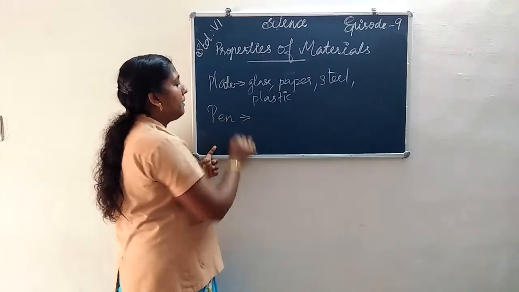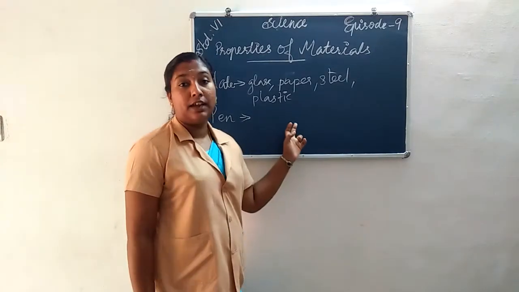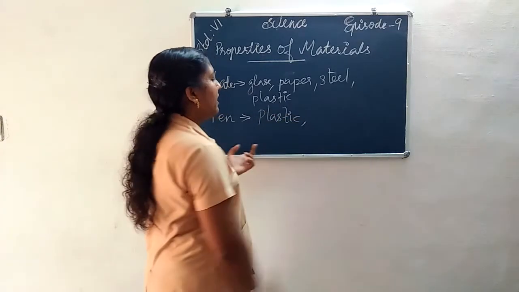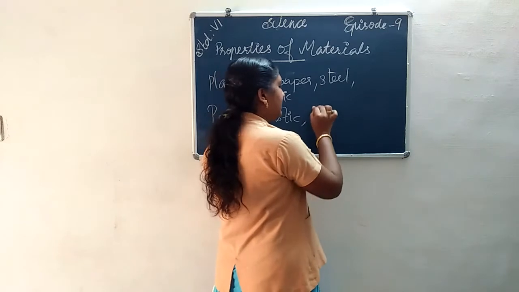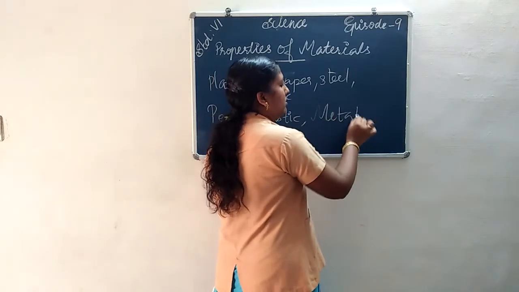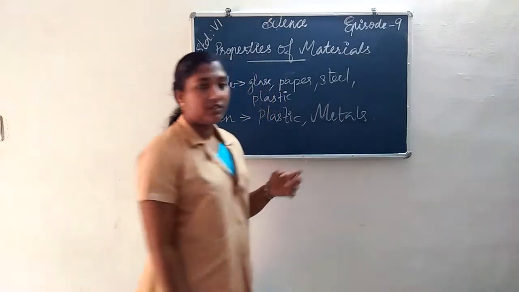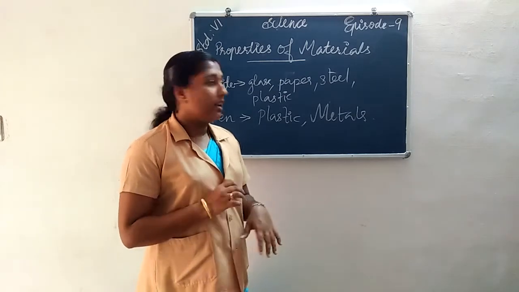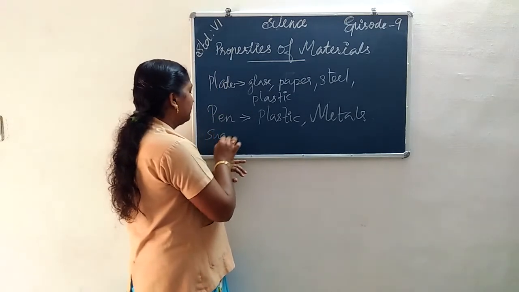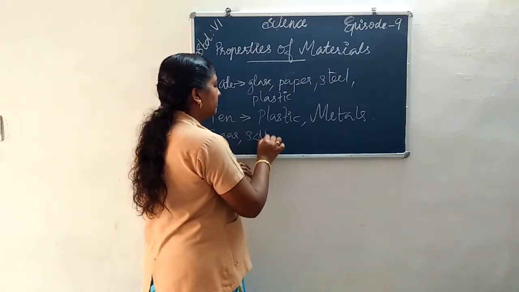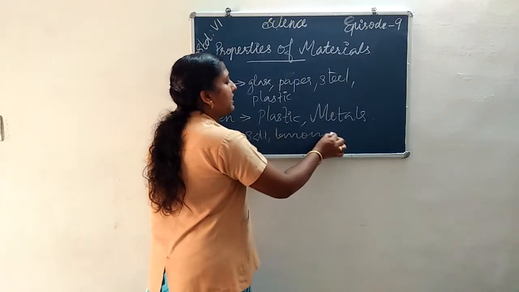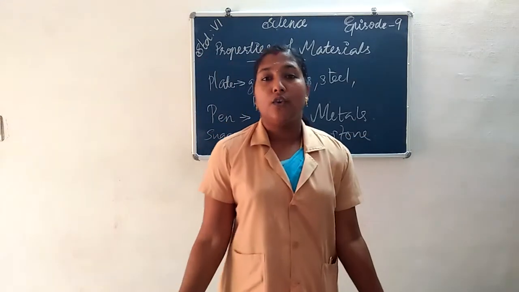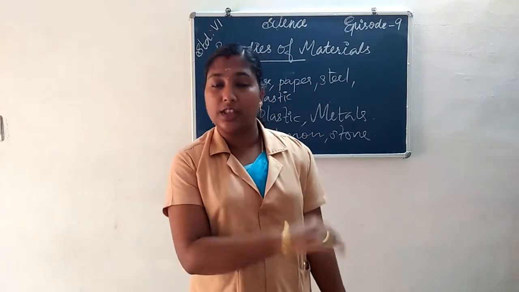Another example, a pen. A pen can be made from plastic or metal. Okay. Then in our hands there are lots of other materials given: sugar, salt, lemon, stone, etc. How do we group these materials?